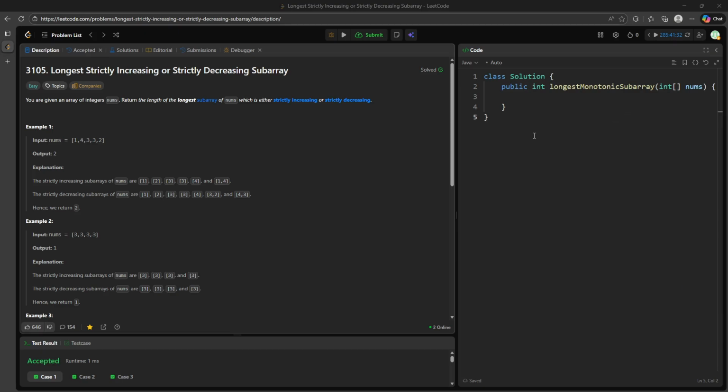Hi, this question is longest strictly increasing or strictly decreasing subarray. So you're given an integer array, and you want to return the length of the longest subarray of nums that is increasing or decreasing.